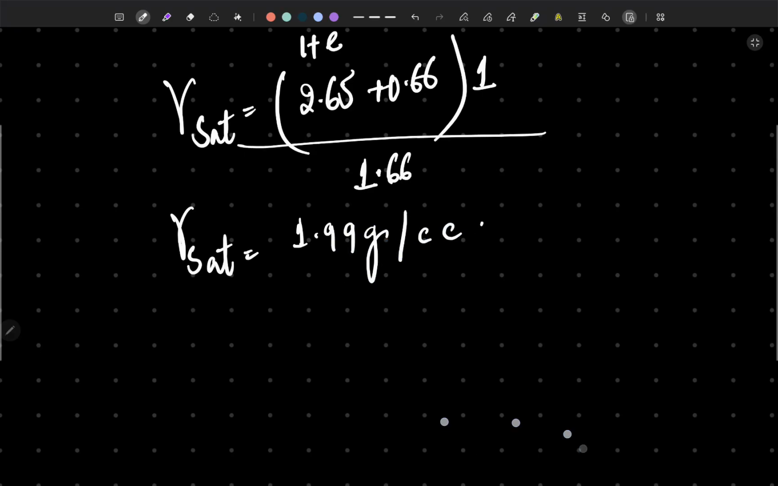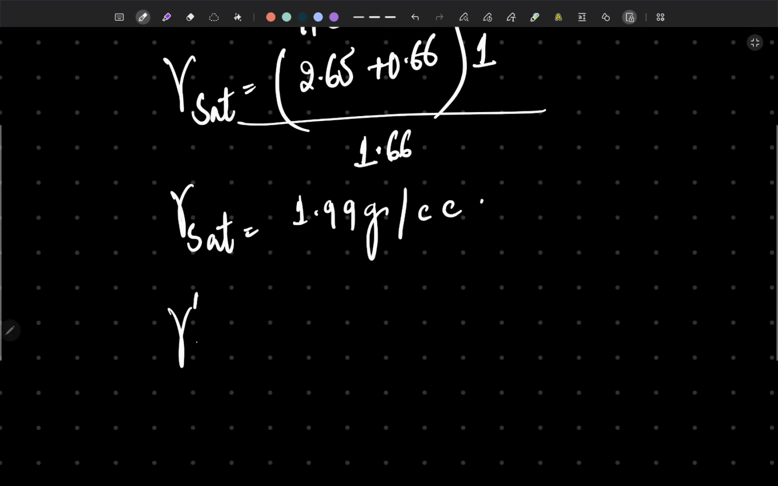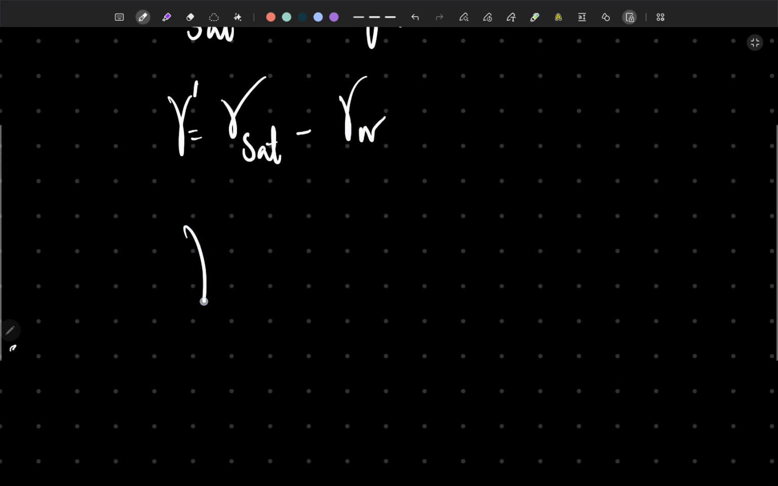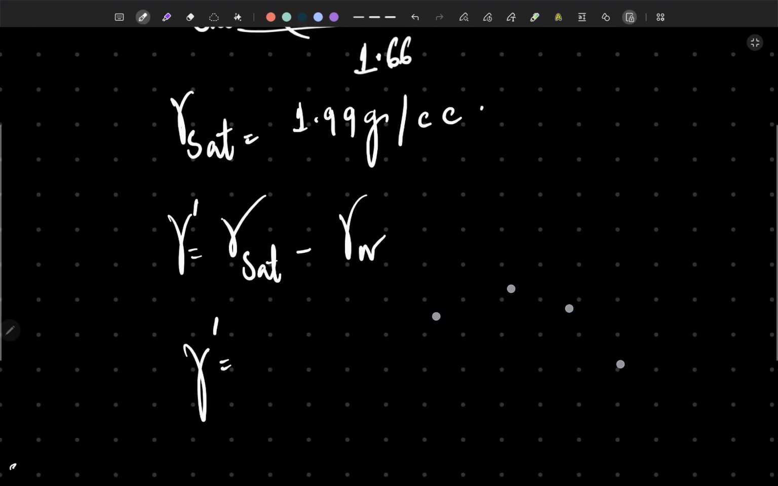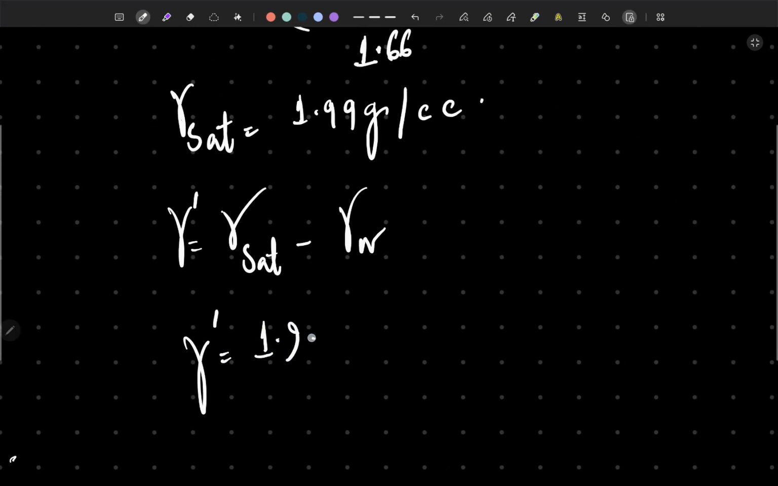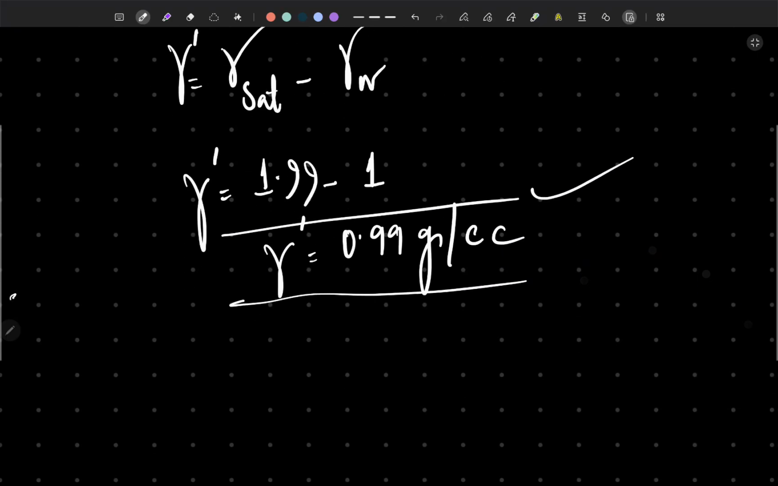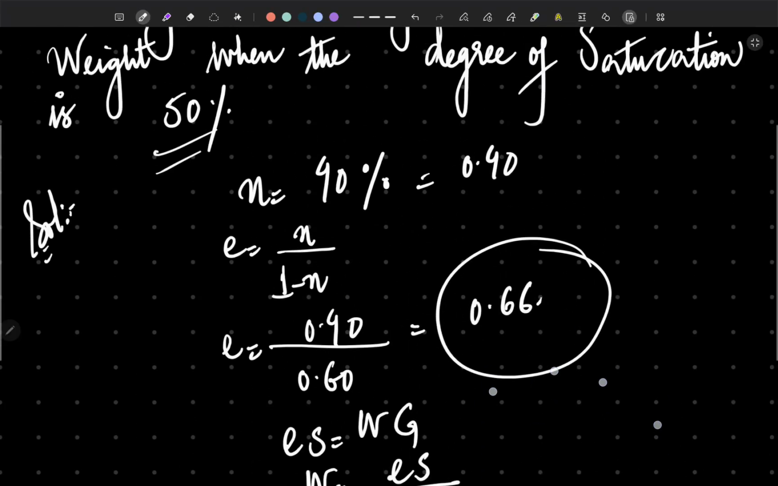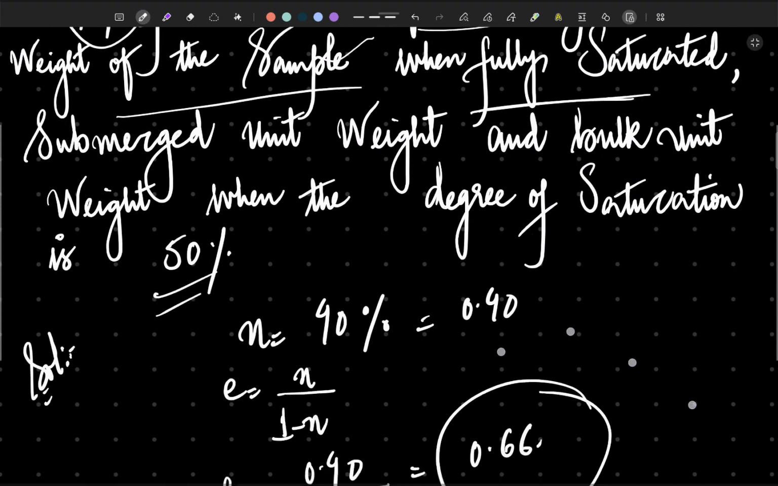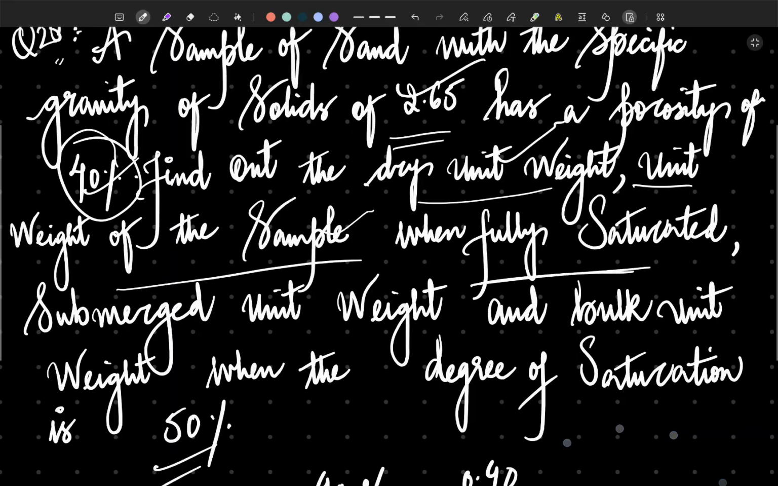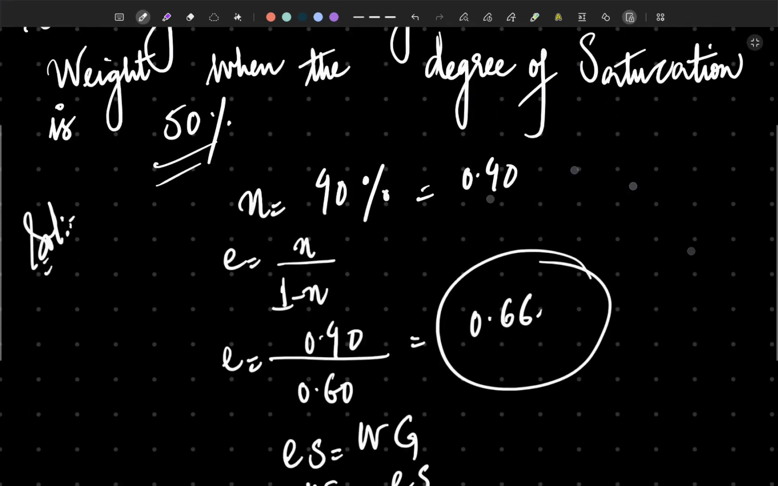If I know the saturated weight, I can very easily find the submerged one. Submerged weight is equal to saturated unit weight minus unit weight of water. So submerged unit weight will be saturated unit weight, how much? 1.99 minus unit weight of water, 1. So submerged unit weight will be 0.99 grams per cc. Alright, so we have calculated every parameter that the question demanded us to find. So we have completed this question. Now let's move on to the next one.